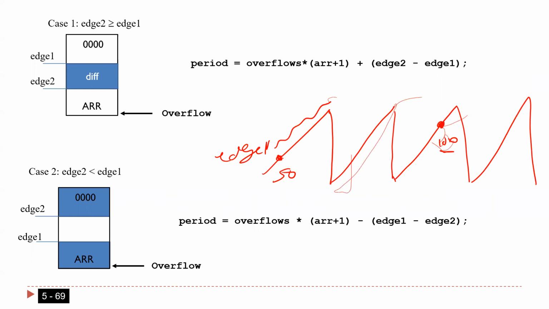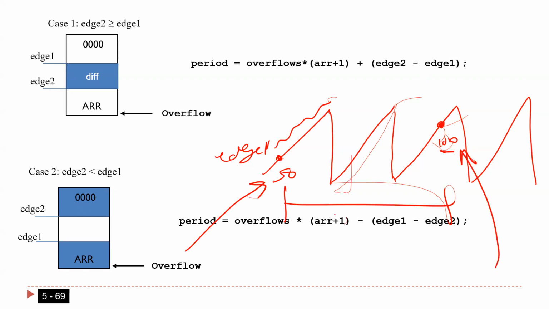You could simply say it's going to be 100 minus 50. It's not true, right? Because what happened is you counted from 50 until ARR, and then went to 0, counted another time to ARR, came to 0, and then counted to 100. You got what I'm saying? So how can we count in this case, given the information we have? I have 50, and I also have 100.